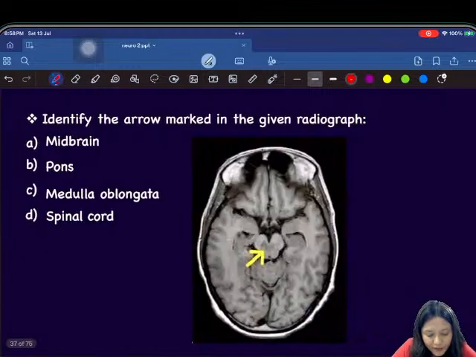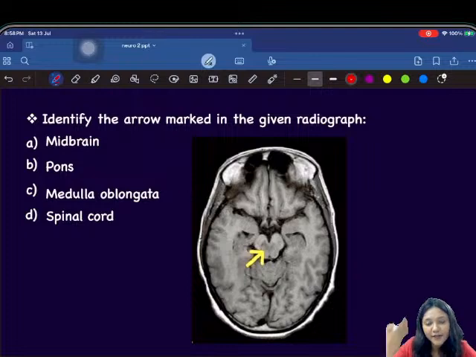What is this? Identify the marked arrow in the given radiograph. This section is different. This is an axial section, so they can give you different types of section. They can give a sagittal, a transverse, an axial, any type of section they can give and ask. So what is this? If you can answer this, what is this? Anyone in the chat who wants to answer this?